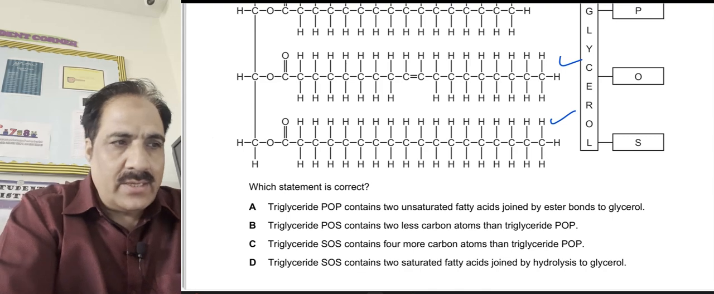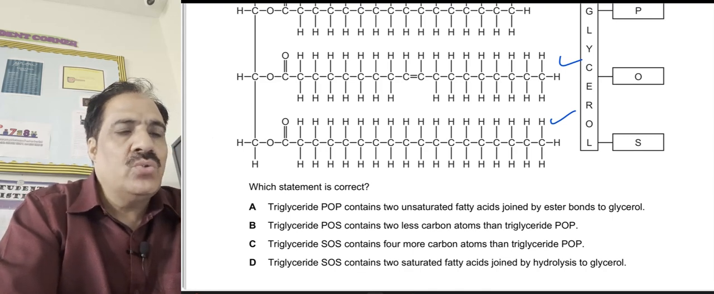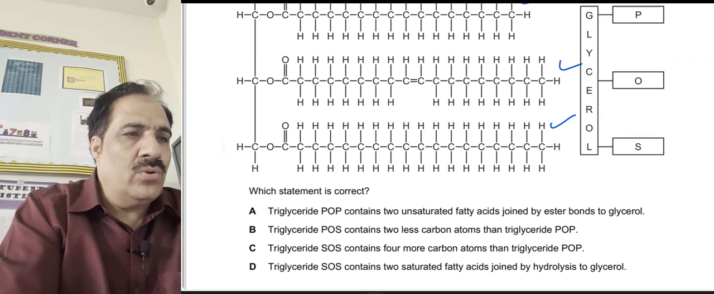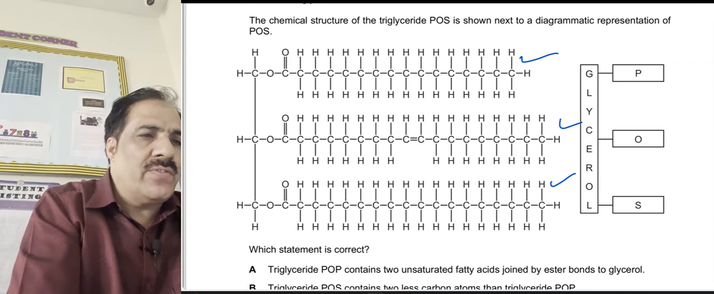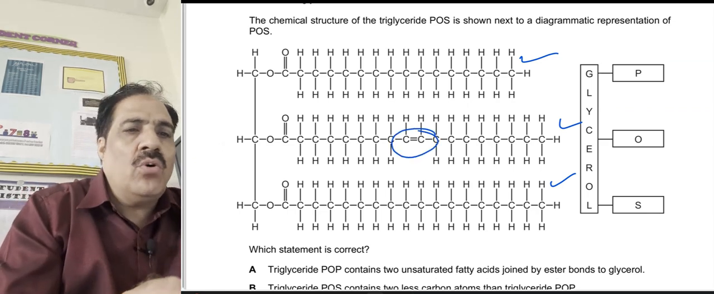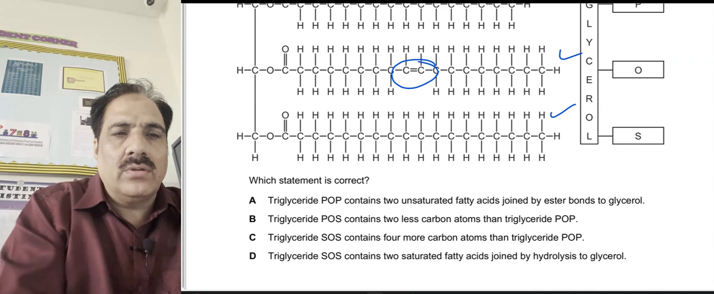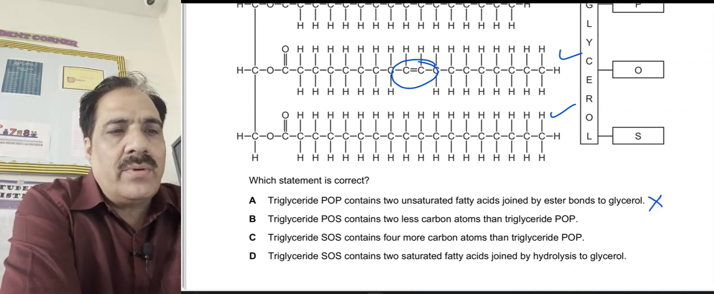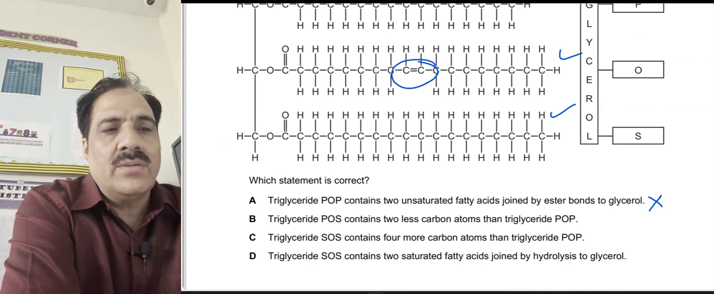Which statement is correct? Triglyceride POP contains 2 unsaturated fatty acids joined by ester bonds. Do we see 2 ends? No, there is only 1 unsaturated fatty acid, because the unsaturated fatty acids contain a double bond. That means option 1 is not the correct answer. Triglyceride POS contains 2 less carbon atoms than triglyceride POP.